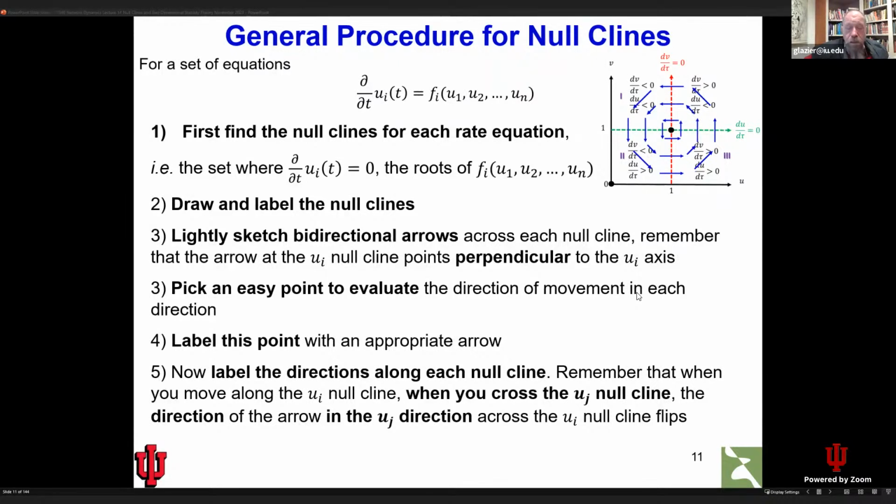And so we have to remember that. It takes a little bit of practice to remember which one flips where. But based on that, once we've drawn one arrow, we can draw the arrows in every quadrant, in every domain, just systematically flipping them whenever we cross the null-cline. And that now gives us essentially a global map of what's happening in the system.